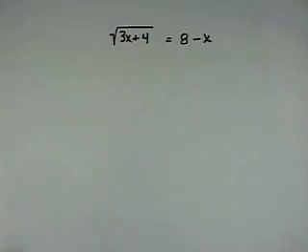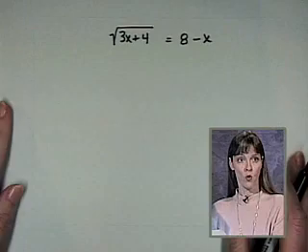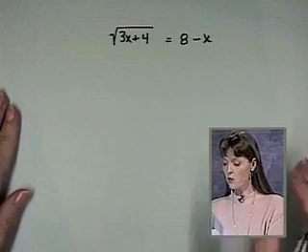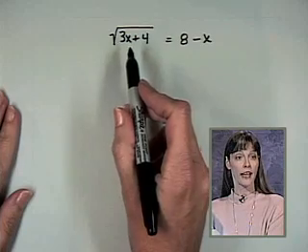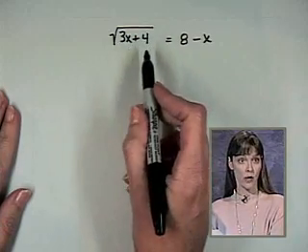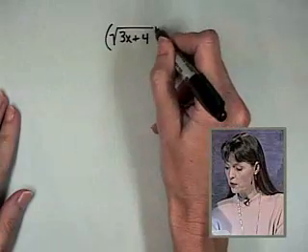Let's see if you were able to get the correct solution. Our equation, square root of 3x plus 4 equals 8 minus x, has a radical already isolated. We're going to choose an appropriate power, which in this case would be squaring, since this is a square root. And we will square both sides of the equation.